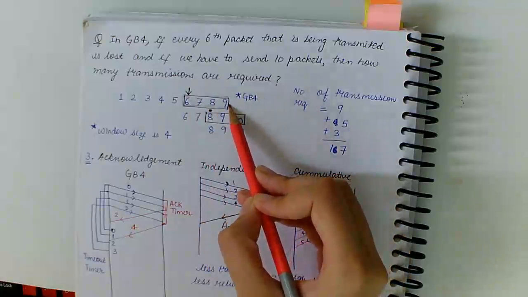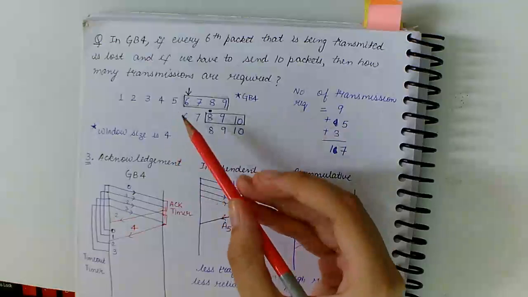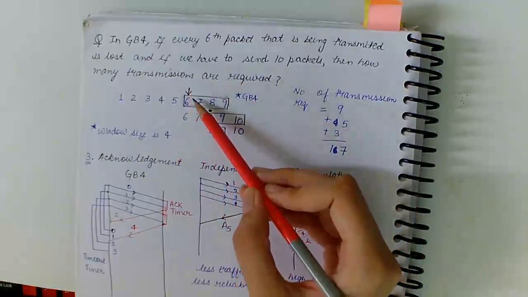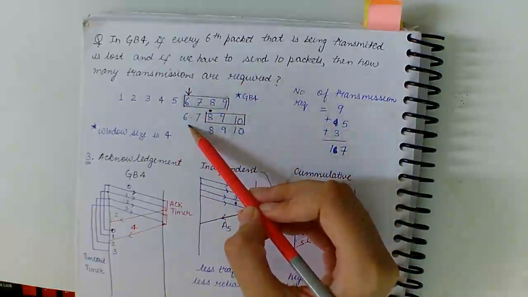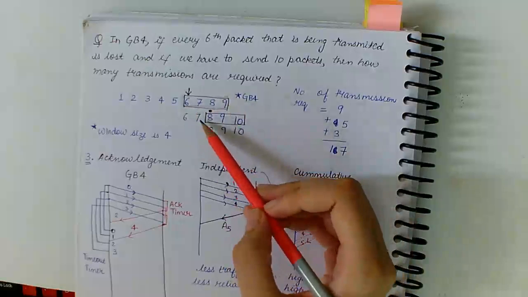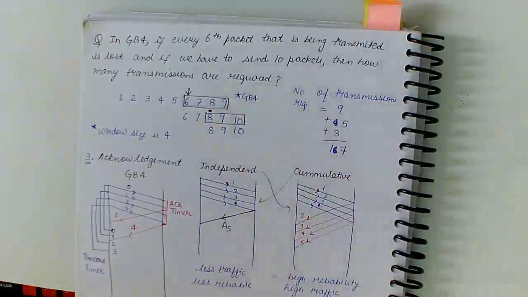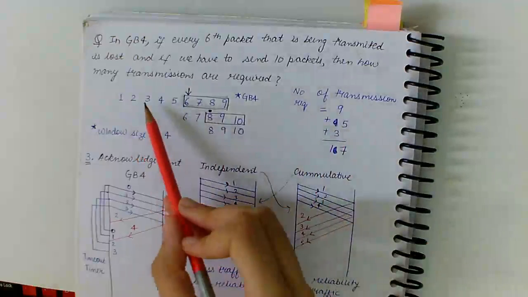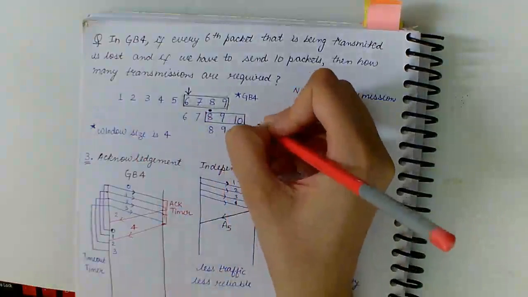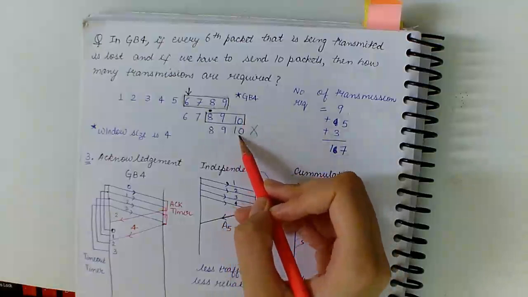And as we know that the receiver window size is 1, so we cannot store 7, 8, 9 for future reference. If 6 hasn't reached, we cannot accept 7, 8, 9. So we have to resend all of them again. So the number of transmissions required are 9 here, 5 here, and 3 here. As we know, even if the window size is 4, we cannot just add another packet, because 10 is the last packet needed to be sent.